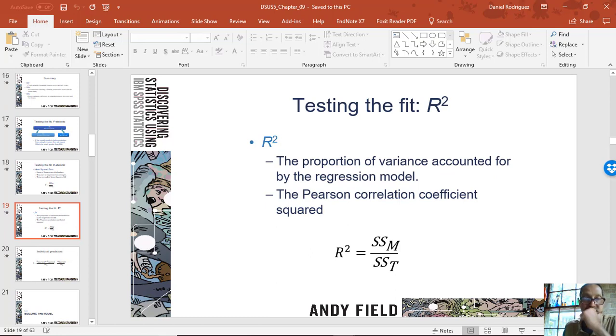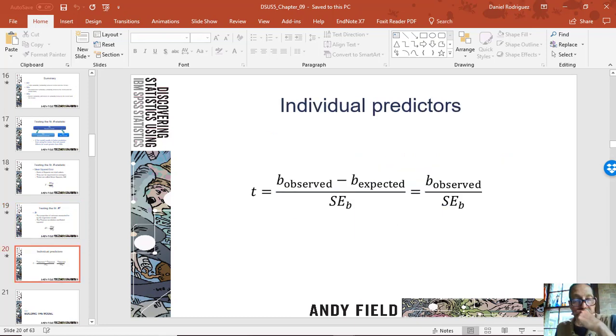And this is an equation for the R square. You get the sum of squares of the model divided by the sum of squares total. So it's looking at the proportion, because as you can see, remember the total is the model plus residual. So this is the proportion of the total variation that's accounted for by the model. So that's why you divide it by the total.